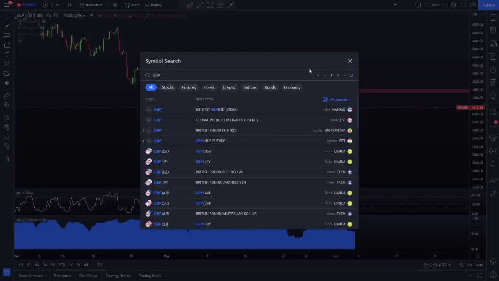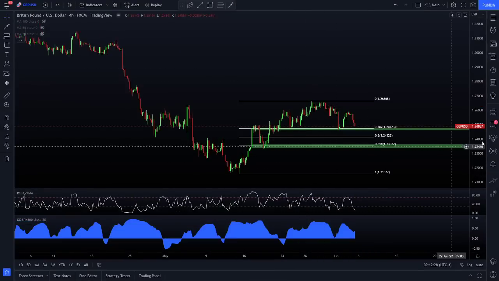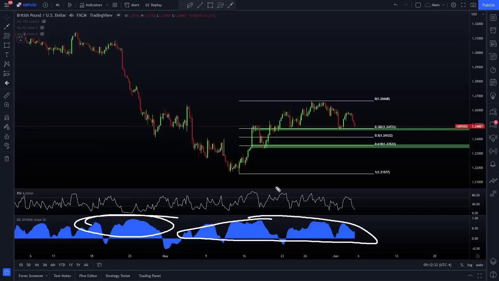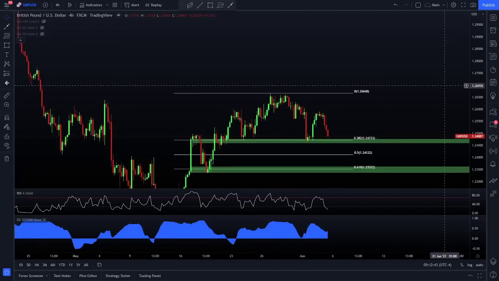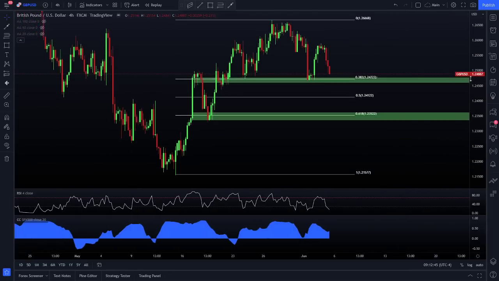We take a look at something like pound USD. Maybe we want to trade that in sympathy. Notice that most of the time this thing has a positive correlation to the S&P 500. What that's telling us is that when the pound goes up, so does the S&P. When the S&P 500 goes up, so does the pound, and vice versa. When they go down, they are usually, at least right now, following a similar price action direction.